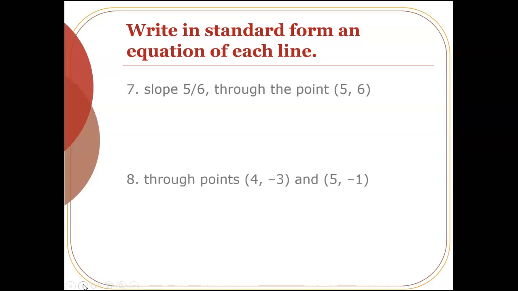Let's look again at number 7. You have a slope and a point. So y minus 6 equals 5 sixths times x minus 5. So you have y minus 6 equals 5 sixths x minus 25 sixths.